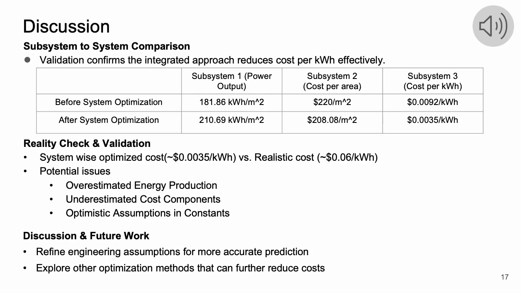However, our reality check reminds us that real-world solar systems typically cost around 6 cents per kilowatt hour. This discrepancy likely results from overestimating energy production, underestimating certain costs, and assuming optimistic parameters.